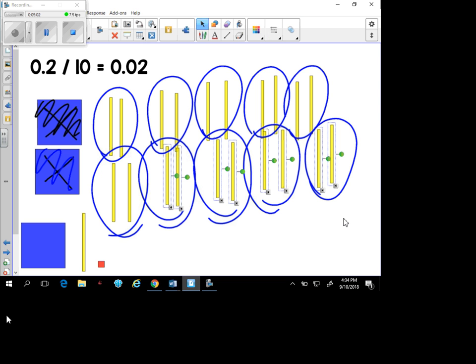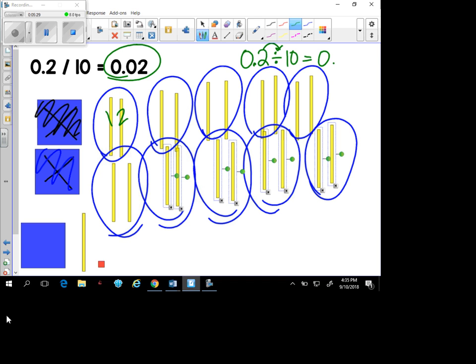And what I notice is that when I split it into 10 equal groups, I have 2 hundredths in each group. So what I did was 2 tenths divided by 10. And what happened is that I know when I'm dividing by 10, it's the same thing as multiplying by 1/10. So I'm also going to get this 2 shifting a place value. It is now in the hundredths place because I divide by 10 each time I move to the right.